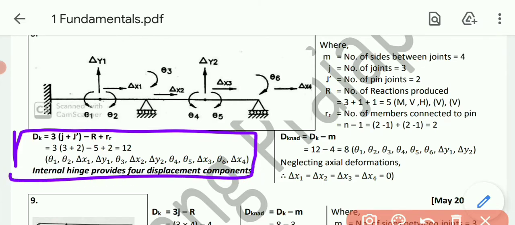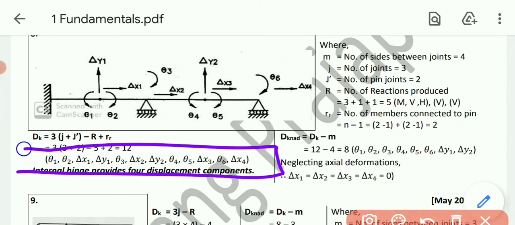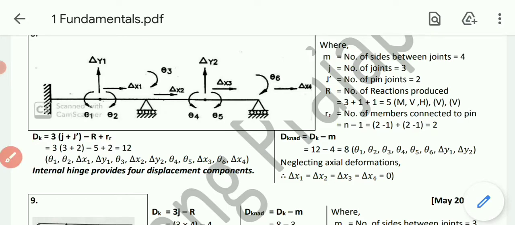3 times J plus J dash, J is 3, J dash is 2. 3 times 3 plus 2 minus capital R, that is 5, plus small r, that is 2. By simplifying the terms, 3 times 5 is 15, minus 5 is 10, plus 2, answer is 12. And as I told you earlier, before getting this answer 12, I can directly tell how the displacement will be produced based on the reactions produced.